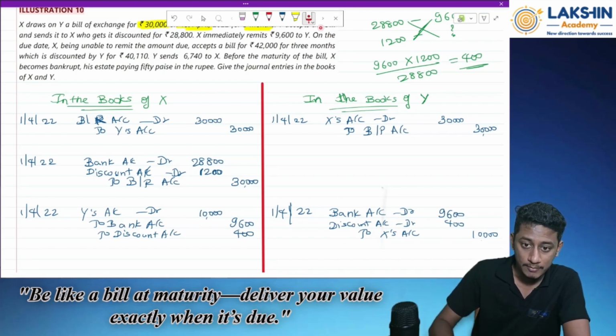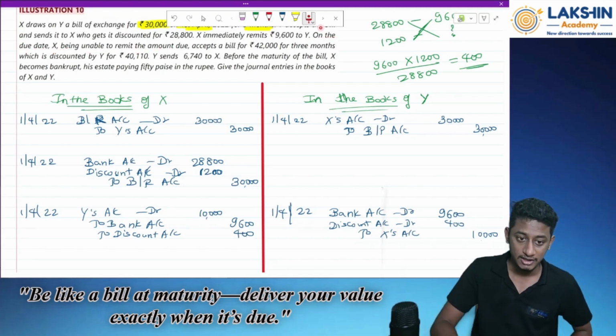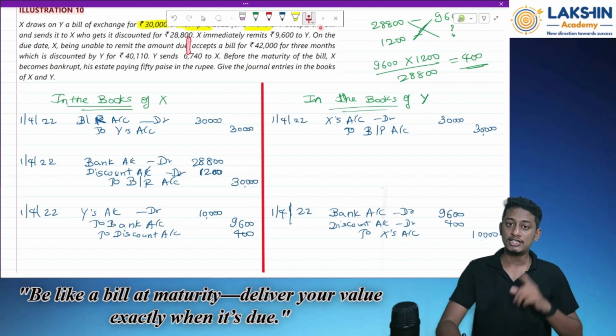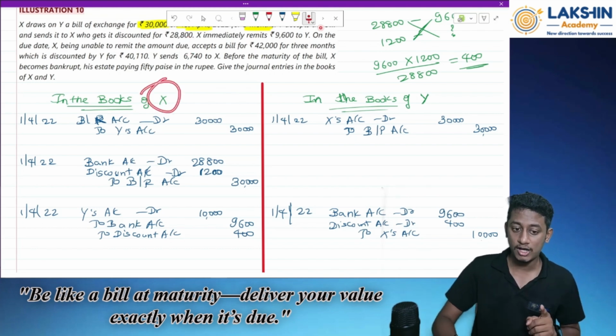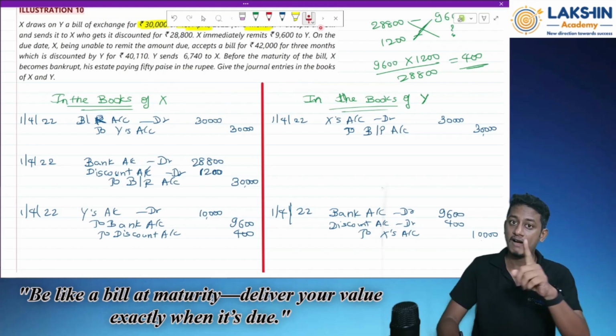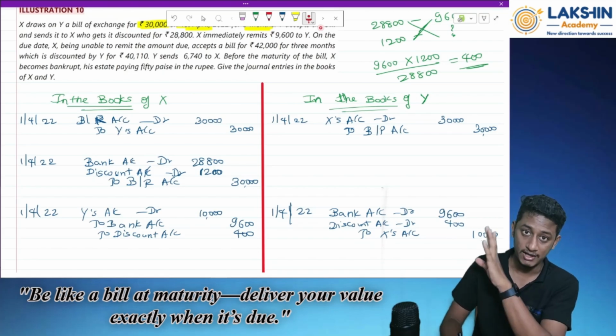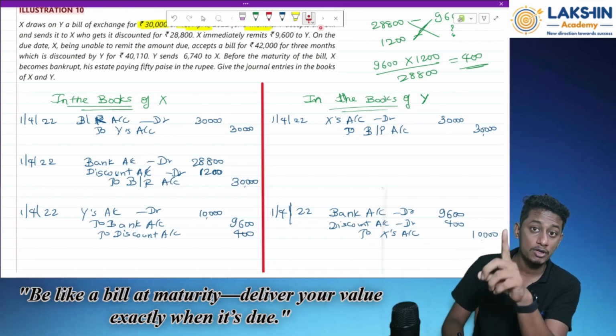So now what has happened? On the due date, X was unable to remit the amount due. Okay. So now let's cut off till here first of all. Since X was not able to remit the amount to Y, Y has to make the payment to the bank now. Because on the due date, what will happen? Bank will catch hold of Y first. So now Y is making the payment for the whole bill.